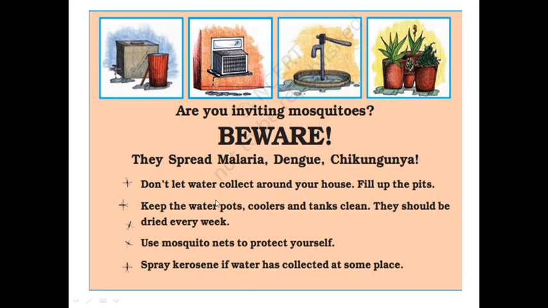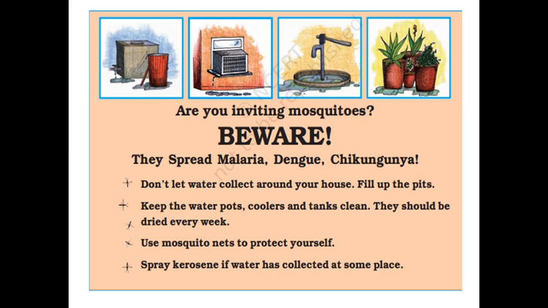These are the overall preventions given, like don't let water collect around your house, fill up the pits. Then keep the water pots, coolers and tanks clean. They should be dried every week. Use mosquito nets to protect yourself and spray kerosene, means your rockkill, if water has collected at some place.